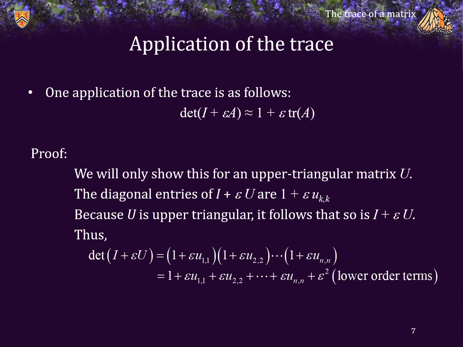Now, if we expand this out, we get 1 plus epsilon times each of the diagonal entries summed up, plus epsilon squared times lower order terms. Well, if epsilon is sufficiently small, then we can approximate this by dropping the lower order terms. So this is approximately equal to this, which is equal to 1 plus epsilon times the trace of U.